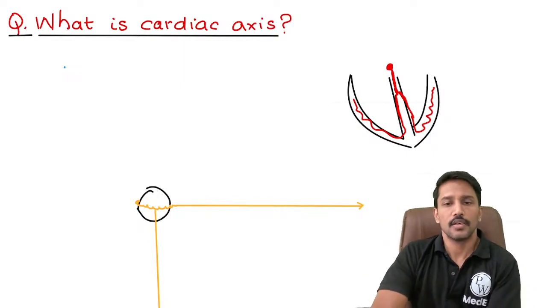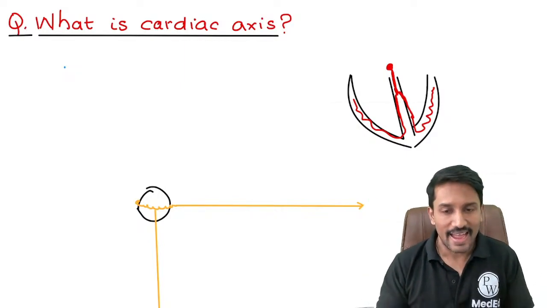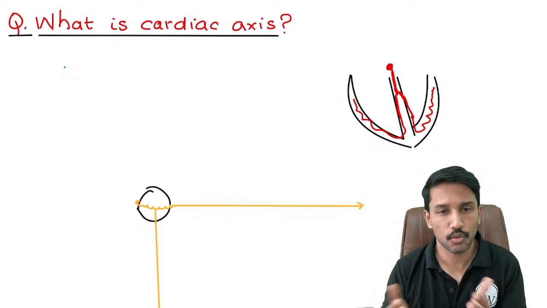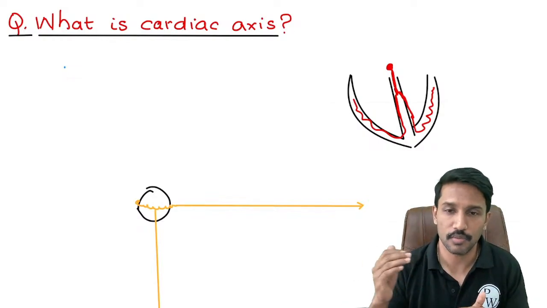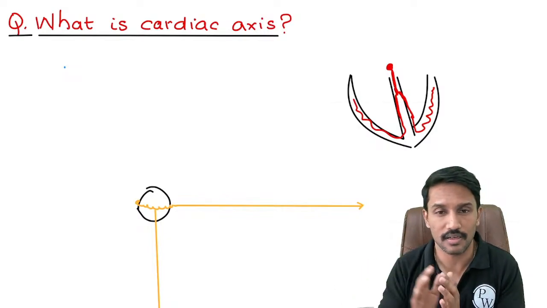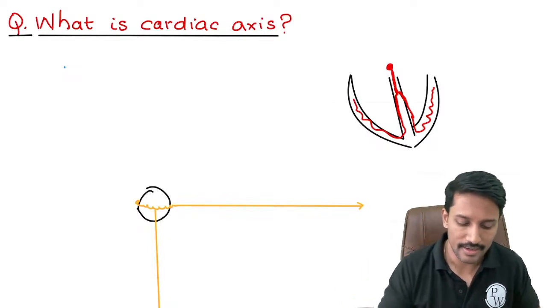Okay. So, now, what is cardiac axis? That's the first thing that we need to understand. Only when we have a conceptual idea of what is cardiac axis, we will be able to understand how to determine the axis and what is its clinical relevance. Okay. So, what is cardiac axis?